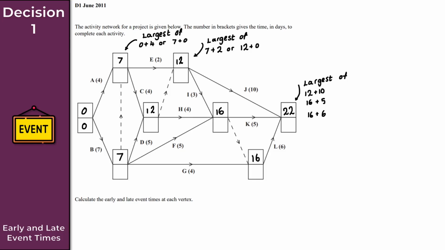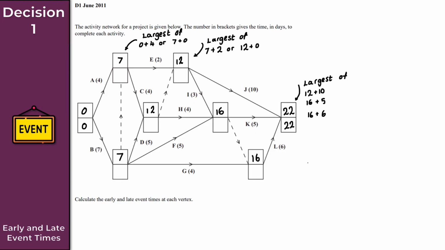So now we need to implement a backward pass. To begin with here, you need to be aware then that for the sink node here, the early event time is the same as the late event time, or I should say the late event time is the same as the early event time. There we go. Correct way around. So 22 here is also my late event time.